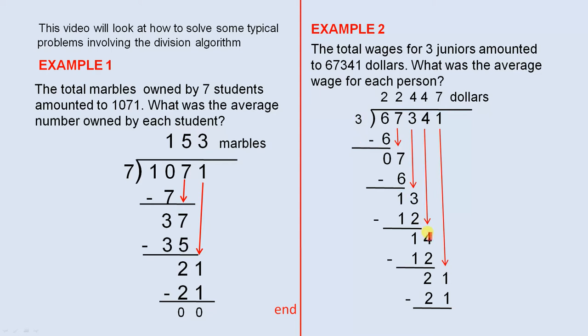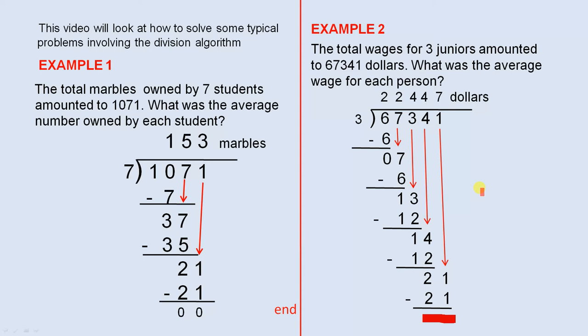3 into 14 goes 4 times. 4 threes are 12. 14 take away 12 is 2, so there's a remainder of 2 there. And bring down the 1, and 3 into 21 goes 7. 7 threes are 21, and when we do our subtraction, we have 0, so there's no remainder, so the division is perfect because we have no remainders.